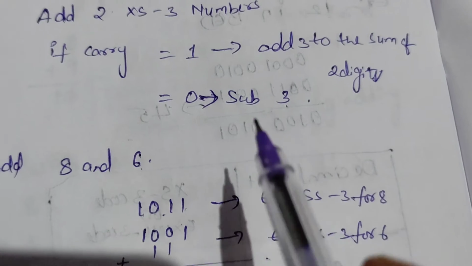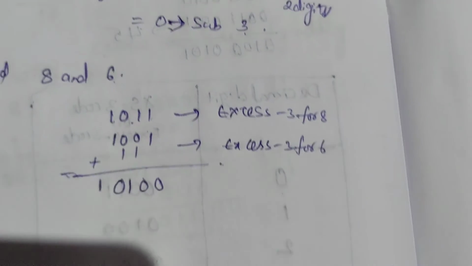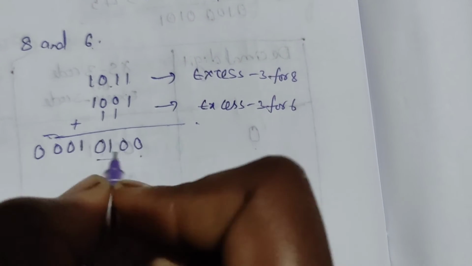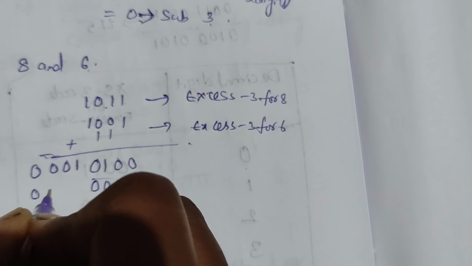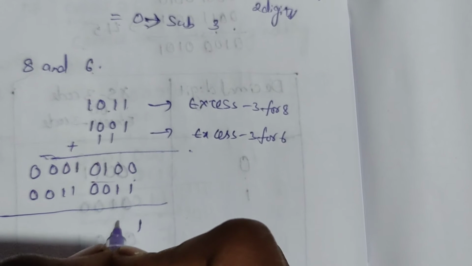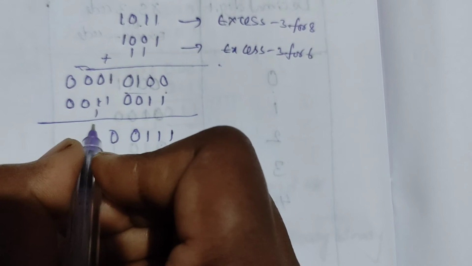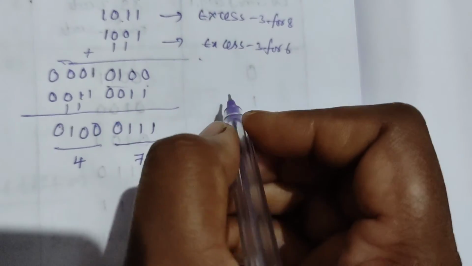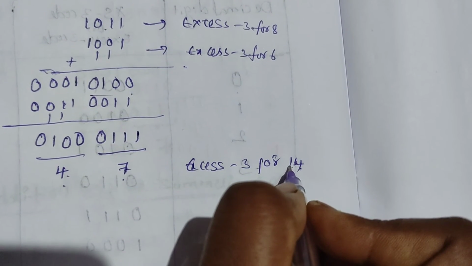So carry is there. If there is a carry on adding two XS3 numbers, we need to add 3 to the sum of 2 digits. So here this is a 1 digit, and if we proceed with 3 zeros, this becomes a digit. So we need to add 3 for these 2 digits. Adding 3 to the 2 digits: 0 plus 1 is 1, 0 plus 1 is 1, 1 plus 0 sum is 0, carry is 1; 1 plus 1 sum is 0, carry 1; so 0 plus 1 is 1 and 0 plus 0 is 0. So 8 plus 6 is nothing but 14. So XS3 of 4 is 7 and XS3 of 1 is 4.